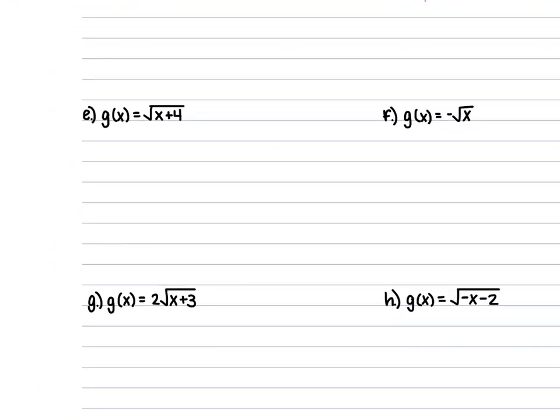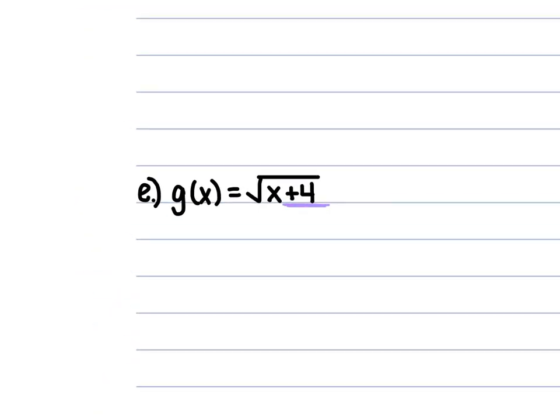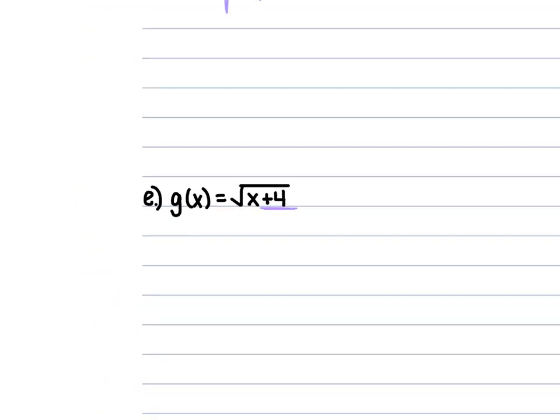For e, you have g of x is equal to the square root of x plus 4. That plus 4 is underneath the radical. So think opposite. It's positive 4, so think the opposite of that is negative. That means it would go to the left. So this is left 4 units.